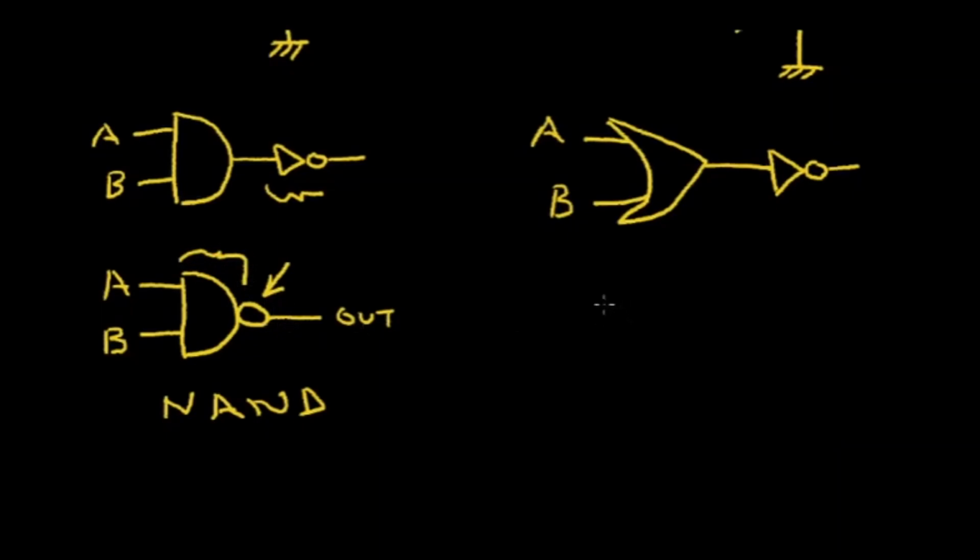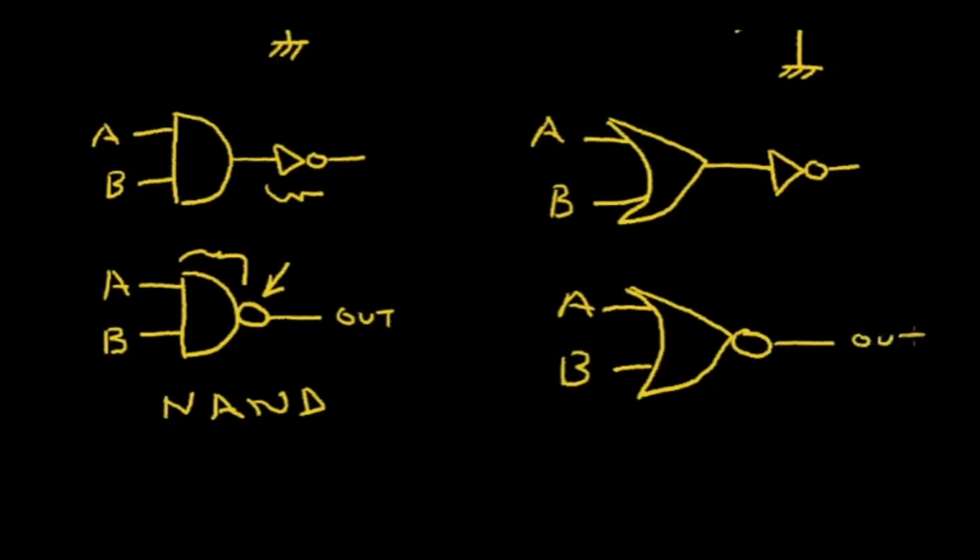So in a similar way with the NOR gate, we can simplify this symbol. This is the A input, B input, and we'll show the inverter as just a bubble with an output. And this is called the NOR gate, meaning not OR. So this is the OR part, and this bubble is the NOT in the not OR.